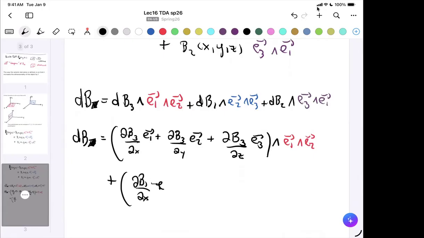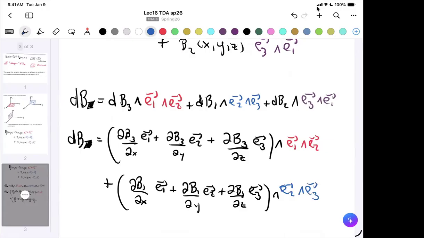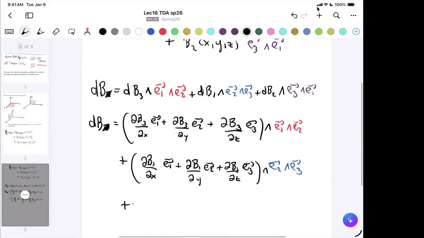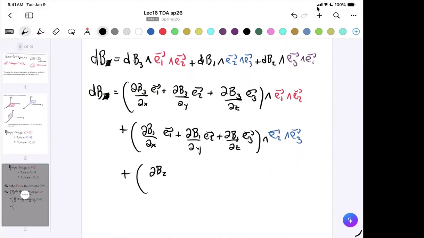So again, this is the gradient. It's the derivative of B1 with respect to X, E1, plus the derivative of B1 with respect to Y, E2, plus the derivative of B1 with respect to Z, E3, wedge E2, E3, plus the derivative of B2 with respect to X, E1, plus the derivative of B2 with respect to Y, E2, plus the derivative of B2 with respect to Z, E3, wedge E2 wedge E3. Oh my God, this app sometimes goes crazy with the lines.